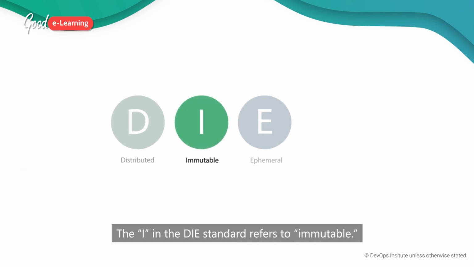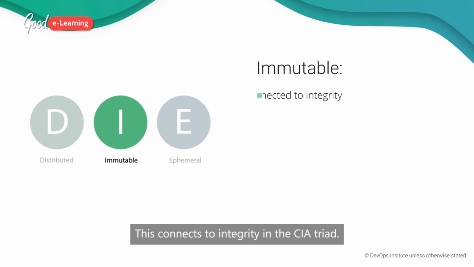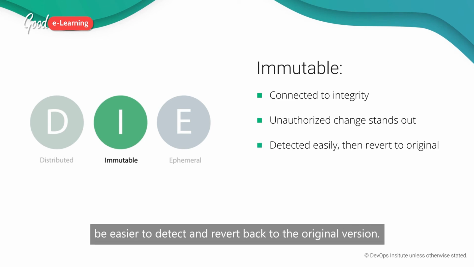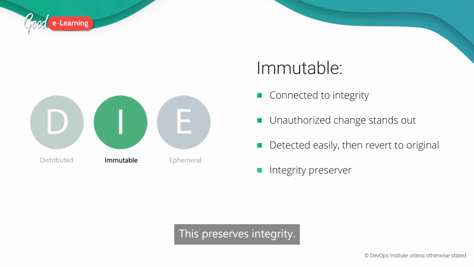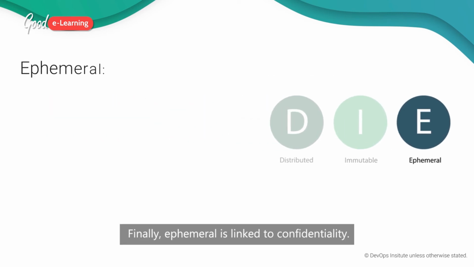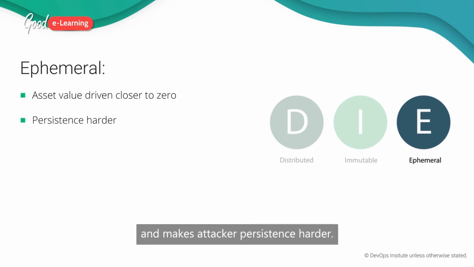The I in the DIE standard refers to immutable. This connects to integrity in the CIA Triad. Unauthorized changes should stand out and, therefore, be easier to detect and revert back to the original version. This preserves integrity. Finally, ephemeral is linked to confidentiality. This is where the value of assets is driven closer to zero and makes attacker persistence harder.